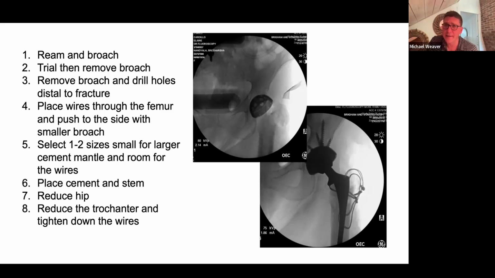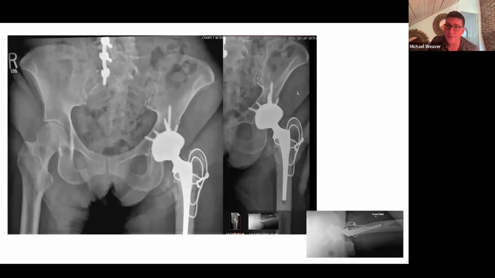Then you just go ahead and place your cement and cement your stem in place. And then once the cement is cured, you reduce your hip and then just tighten up those wires, and the trochanter just comes right back to where it needs to be. It's a really elegant technique, and it works really nicely. And this is her 6 months later, and you can see we were able to control the trochanter. It healed in position, and she's doing okay clinically. So, reasonable salvage for this situation. So cement definitely has a role, and I really like this Charnley technique for managing the greater trochanter.